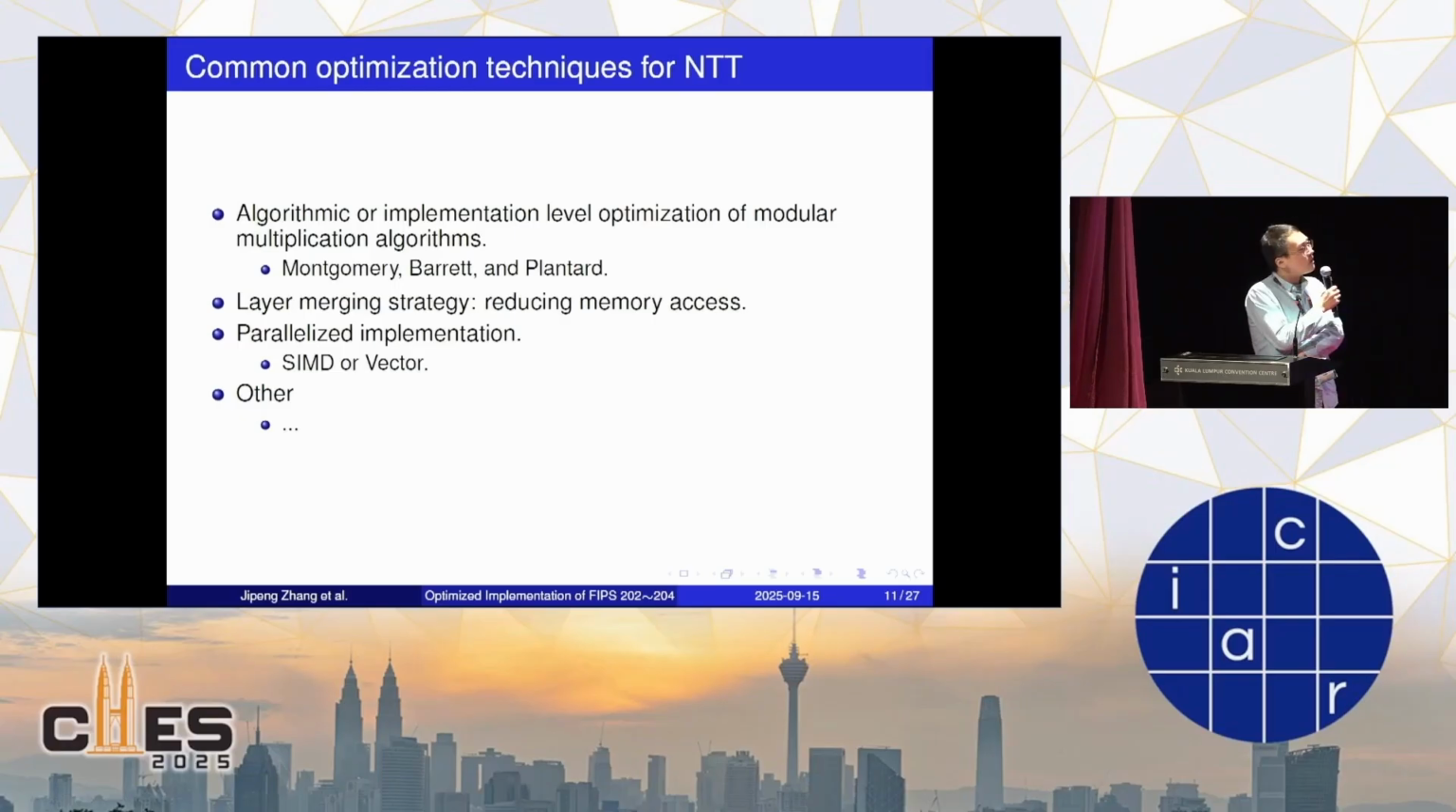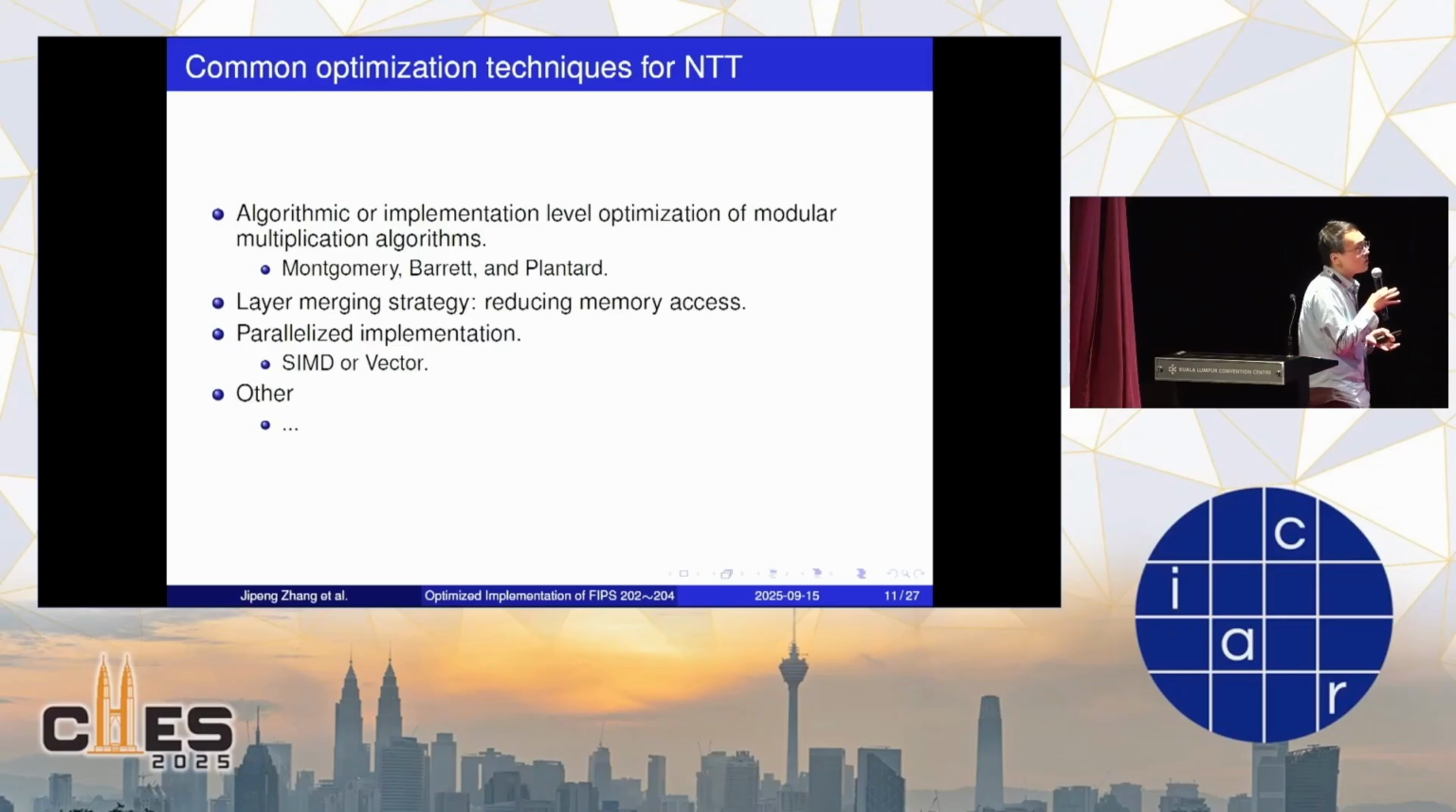There are several common optimization techniques for NTT. For example, the algorithmic or implementation level optimization of modular multiplication algorithms, for example, the Montgomery method, Barrett method, and the recent Plantard method. The second, a layer merging strategy is used to reduce the memory access. And then parallelized implementation using SIMD or RISC-V vector.